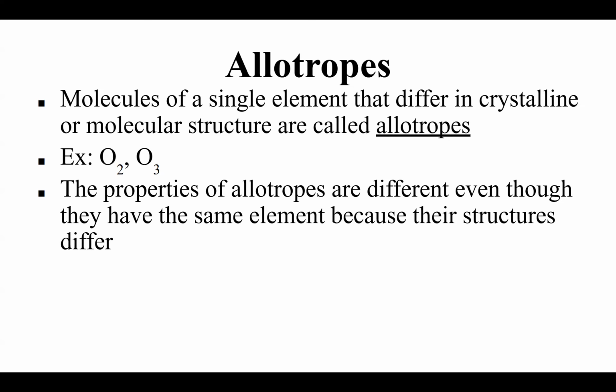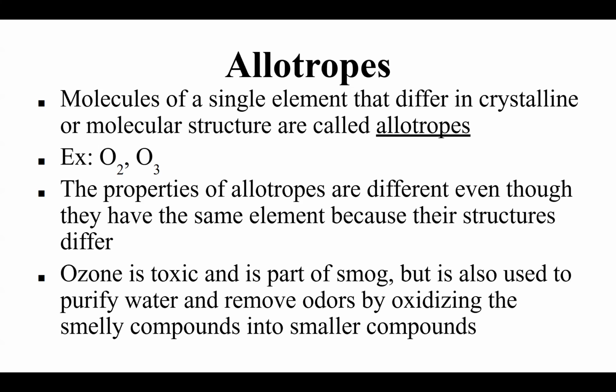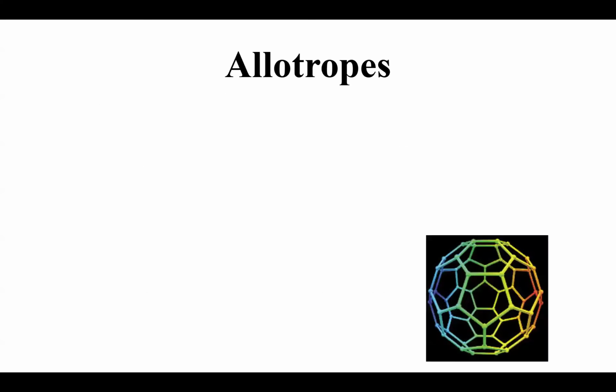Now, the properties of allotropes are different, even though they have the same element, and that's because their structures differ. We know ozone's toxic. It's also part of smog. So if ozone is around where we can breathe it, then it's damaging. But it has its purposes. In the stratosphere, it's protective. And we can also use ozone to purify water and remove odors because it oxidizes those smelly compounds into smaller compounds. So it's useful, but it's toxic if we're breathing it in.